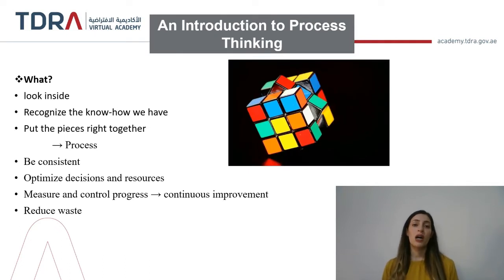Okay. Now, what to do in business process management or how to think about it? First of all, it's a look inside the company, inside the business, inside the organization, in the operations, in the processes, in how the work is being done, in recognizing the know-how that we have. We must recognize what we know as an organization. Like even you as a person, you know lots, and sometimes you don't recognize that you know this certain piece of information.